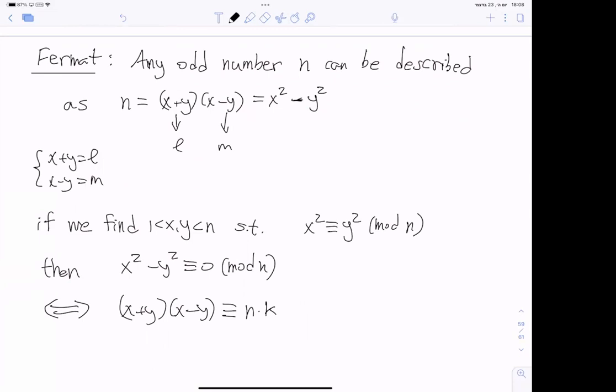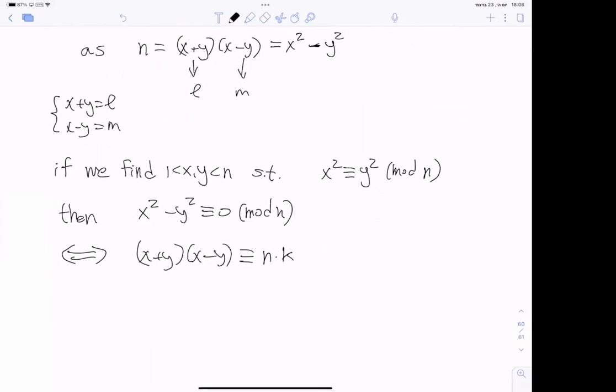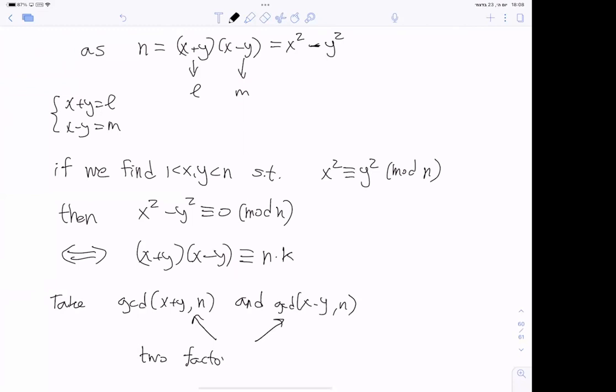So what Fermat suggested to do is to take the GCD of x plus y with n, and the GCD of x minus y with n. Then you have two factors of n. These are going to be two factors of n, because these are less than n and divide n.